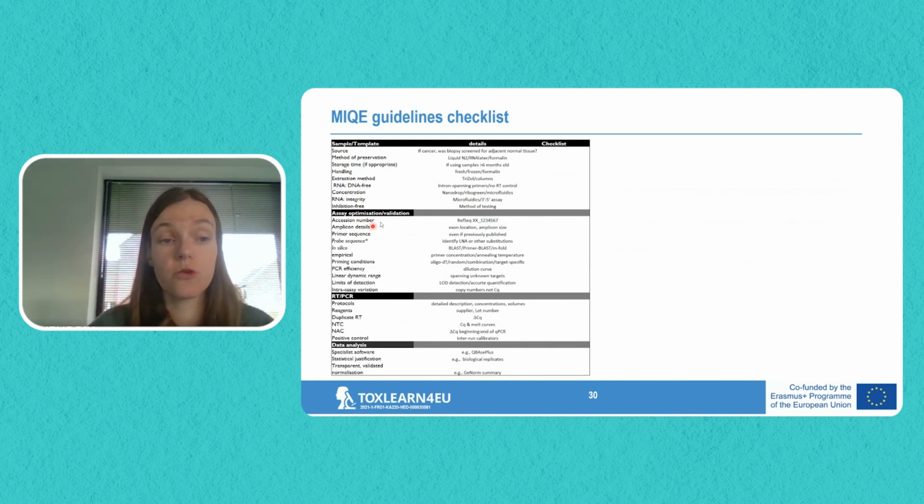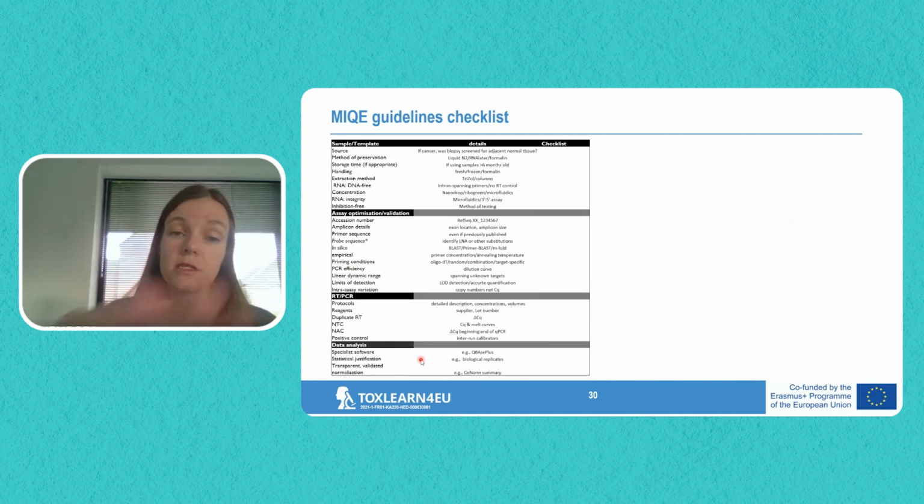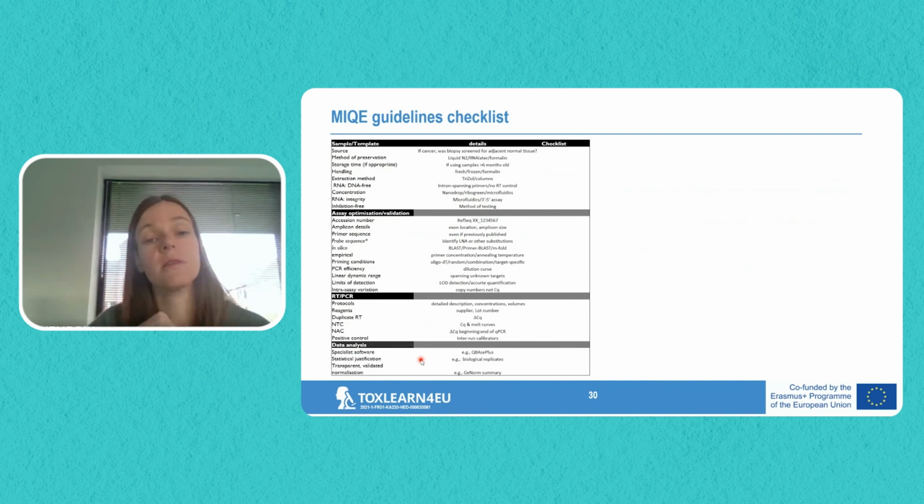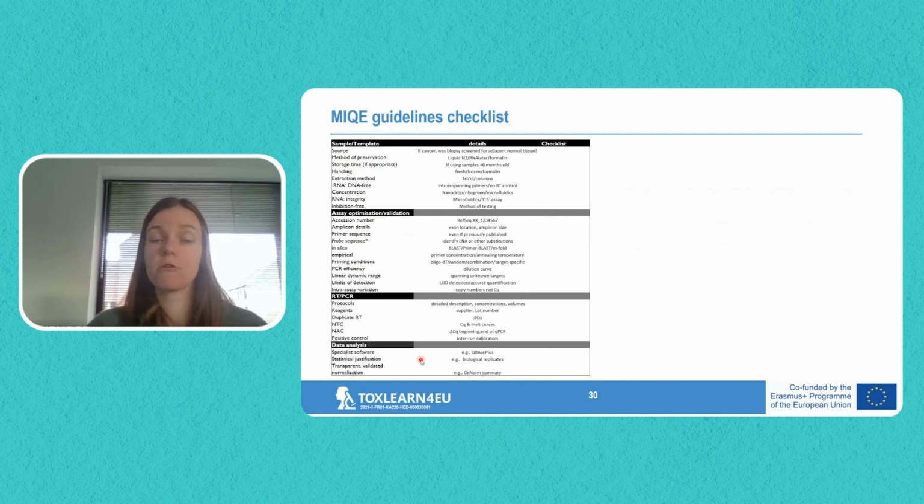Then regarding the qPCR assay itself, which primers did you use? How did you test the PCR efficiency? Which protocol did you use to generate the cDNA? Which software did you use for the data analysis, and so on? So this is an entire checklist that you should fill in, and then you can add it as supplemental information to publication in order to be transparent on the way in which you conducted a qPCR experiment.